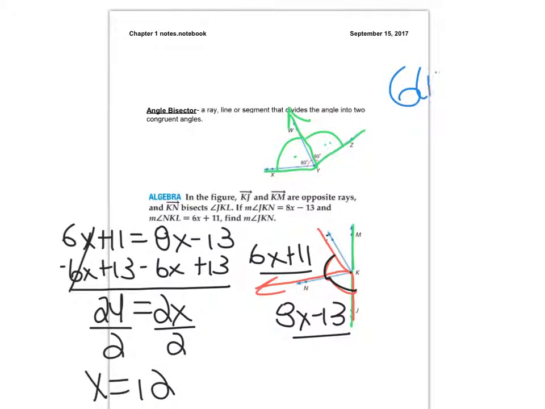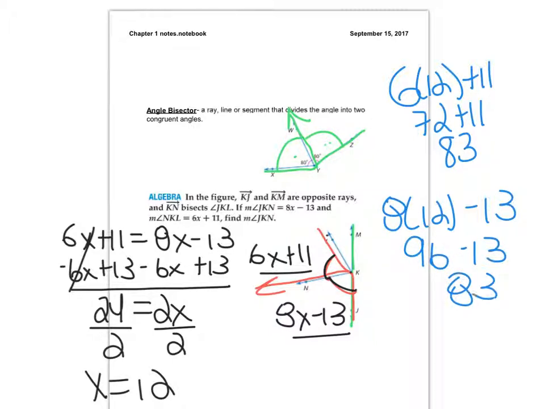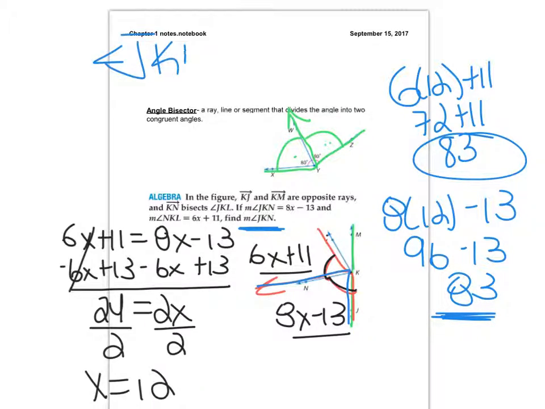6 times 12 plus 11. 72 plus 11, we're going to get 83. 8 times 12 minus 13, 96 minus 13, we get 83. They want us to find the measure of JKN, and the measure of JKN is 83. We also proved that these two angles are congruent by doing a check step. So my answer is angle JKN, the measure of, you put an M in front for that, equals 83 degrees.